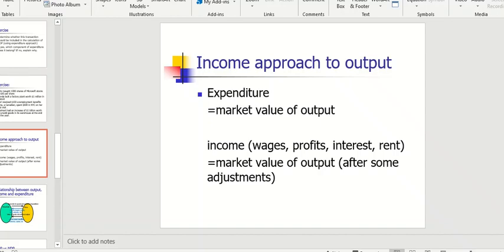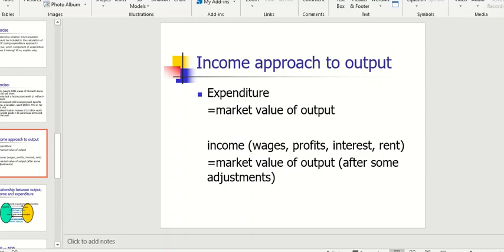We will now turn to income approach. Previously, we covered expenditure approach, which can be used to calculate GDP. So let's turn to income approach. With income approach, what we do is we track different types of income earned by domestic factors of production, domestic inputs, okay, domestic workers, for example.